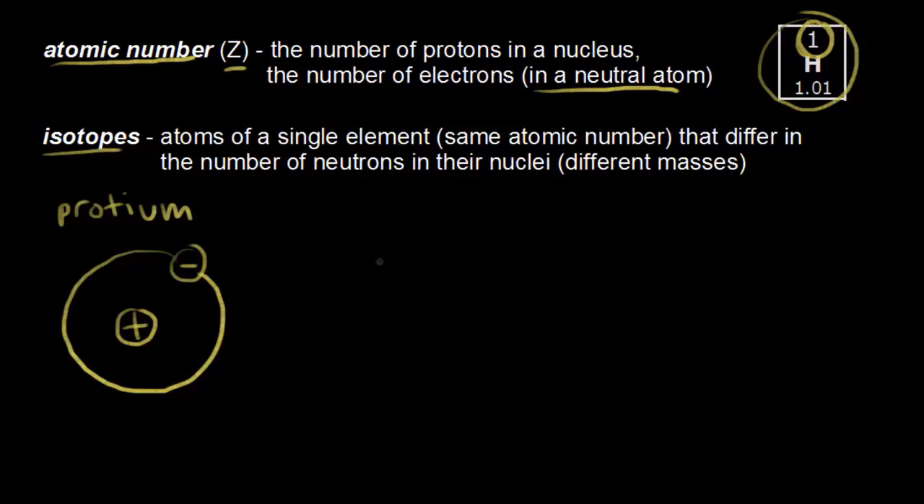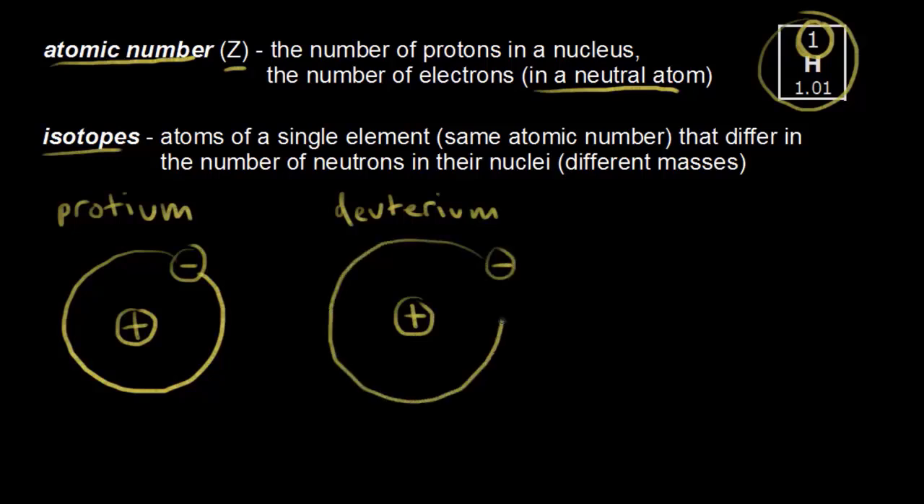And so let's talk about the next isotope of hydrogen. So this is called deuterium. So let me go ahead and write deuterium here. Deuterium is hydrogen, so it must have 1 proton in the nucleus, and it must have 1 electron outside the nucleus. But if you look at the definition for isotopes, atoms of a single element that differ in the number of neutrons, protium has 0 neutrons in the nucleus. Deuterium has 1. So let me go ahead and draw in deuterium's 1 neutron. I'll use blue here, so neutrons are going to be blue.